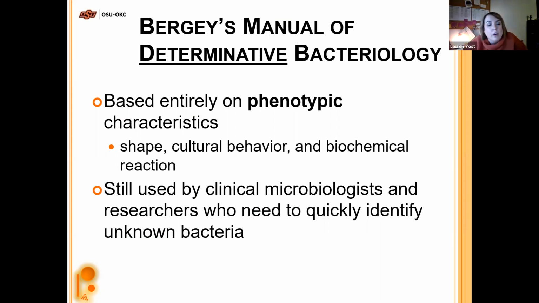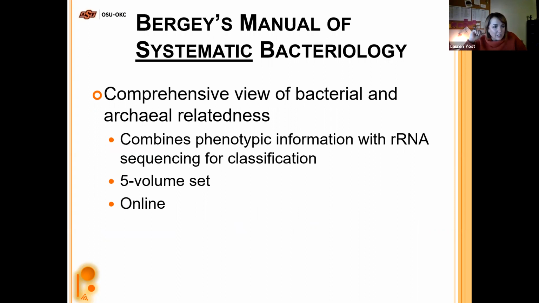Bergey's Manual of Determinative Bacteriology uses phenotypic characteristics. That means stuff that you can see of it, not genetic. That's the point there, not genetic. So maybe their tests of whatever kind of media they can grow on, or what their colonies look like, or what the cells look like, or how the cells group together. Cell shape, how they behave in culture, and their biochemical reactions. That's what I was just talking about, right? We still use it today to quickly identify unknown bacteria, but usually the online version. The Systematic Bacteriology combines all of that info with ribosomal RNA sequencing for classification.